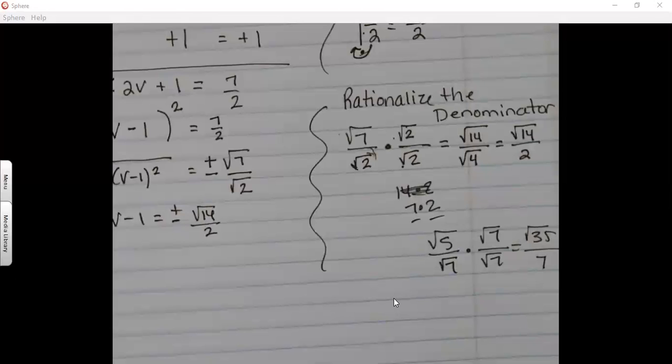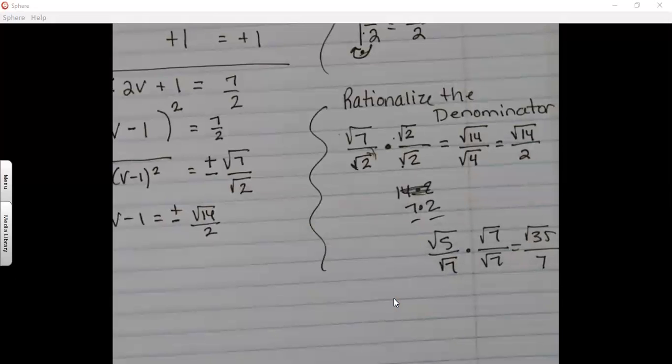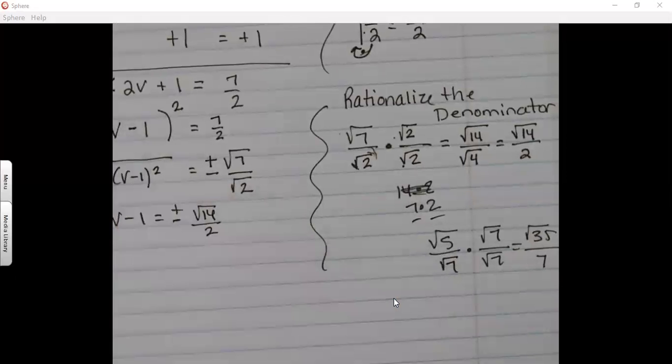If you end up with a radical in the denominator, yes. No, the shortcut was when we factored the perfect square trinomial. I'm still not finished with the problem. I don't care.